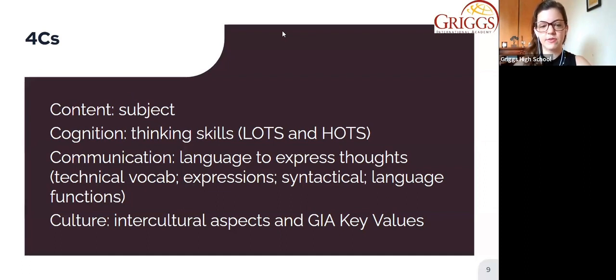And the last one, culture, which is the intercultural aspects and the GIA key values. Intercultural aspects means connecting what we're learning, which is mostly directed towards American culture, with the students' own culture, typically Brazilian culture. So how can I make this connection? And of course, the GIA key values. Intercultural aspects and the GIA key values need to be present in every lesson. They need to be mentioned and worked with in every lesson.